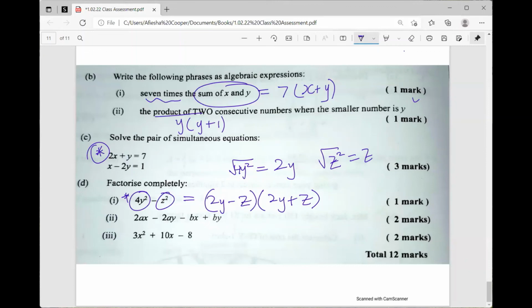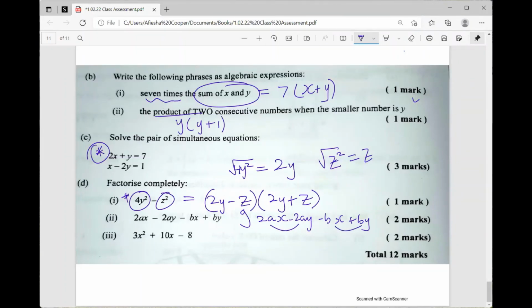What's for number 2? Which type of factorization is for number 2? 2ax minus 2ay minus bx plus by. What type of factorization is this one? Starts with G. Grouping. What did you say, Joshua? By grouping. Then we factorize them two by two, so this is going to be factorized here and here.